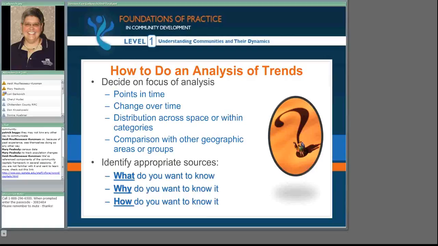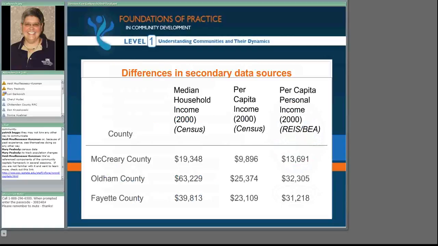To do those kinds of analyses, we really do need to identify the appropriate source. We need to ask, what do we want to know? Why do we want to know it? And how do we need to know it? And to say, let's do an analysis of trends and do a secondary data analysis, I was like, oh, that's okay. That's easy to do. It's not, because there are many different types of secondary data available, and they offer us different information.